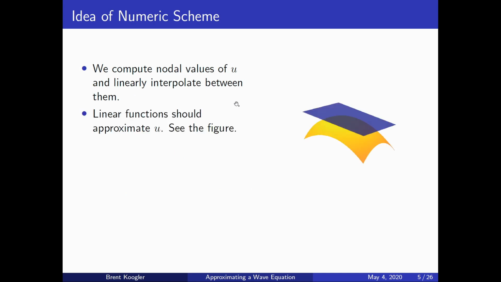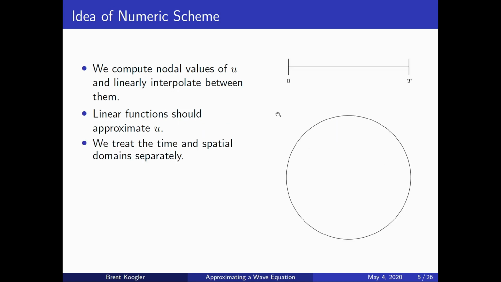The reason for linear interpolation is that our u is really nice. So on smaller and smaller domains, our function u will be approximated well. And also, we note that linear functions are just easy to work with. So of course, they're the choice that we would like.